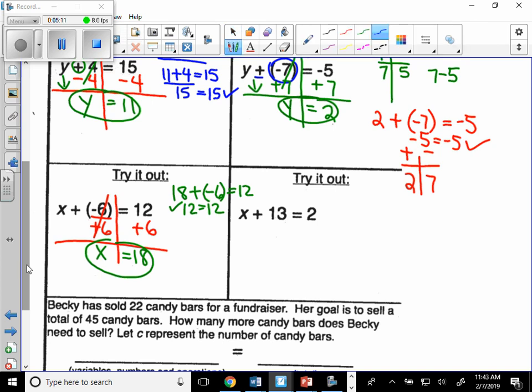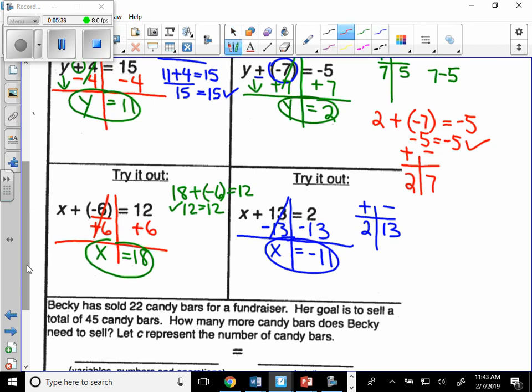X plus 13 equals 2, so we're going to subtract 13 from both sides. Draw your line, cross these out. X equals, now we have a 2 minus 13. Well, if you did your T-chart, we have a positive 2 and a negative 13. So we're going to subtract, take the sign of the larger number, which gives you a negative 11.